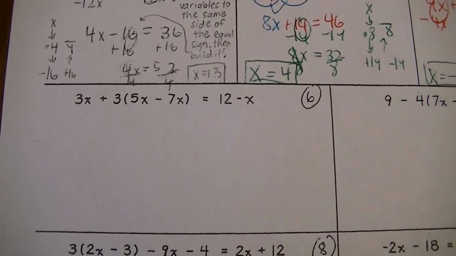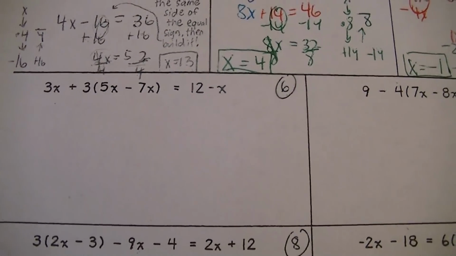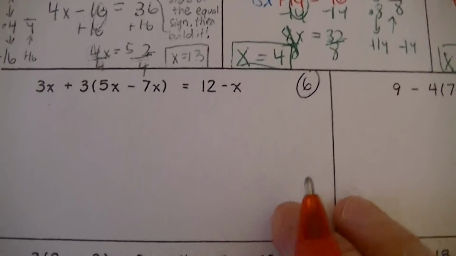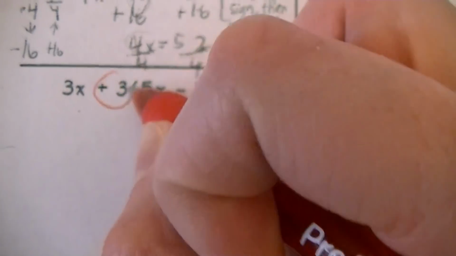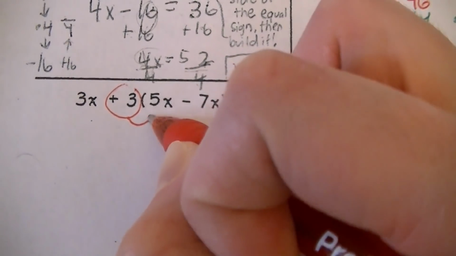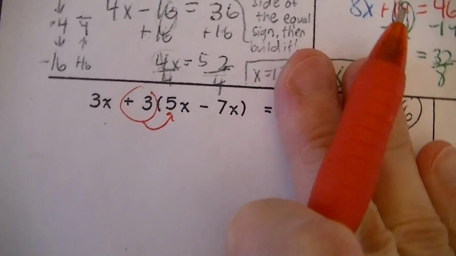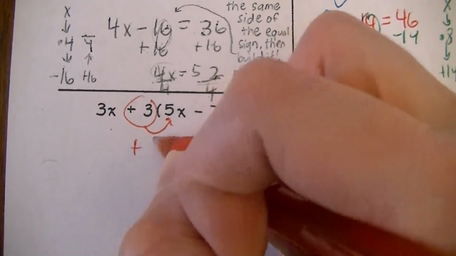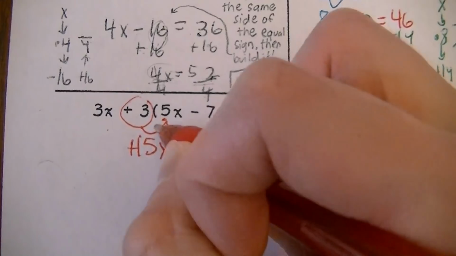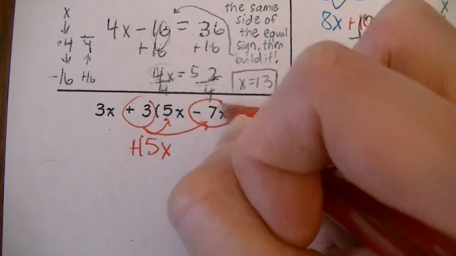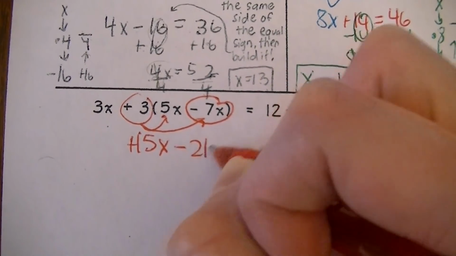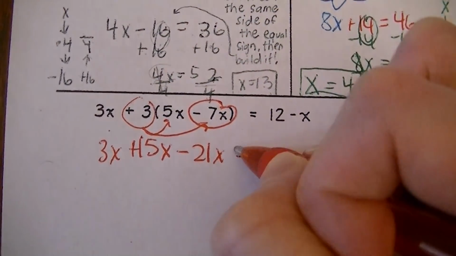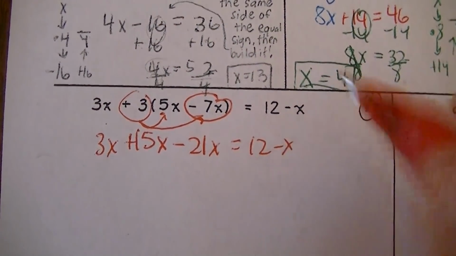Okay. I would recommend pausing the video. I think we've done a couple of examples that hopefully can help you do this by yourself. So right here, you want to use your distributive property because we need to simplify that side more. Positive 3 times 5x is a positive 15x. And then positive 3 times a negative 7x is a negative 21x. Okay, bring down your 3x, bring down your equal sign, bring down the 12 minus x.